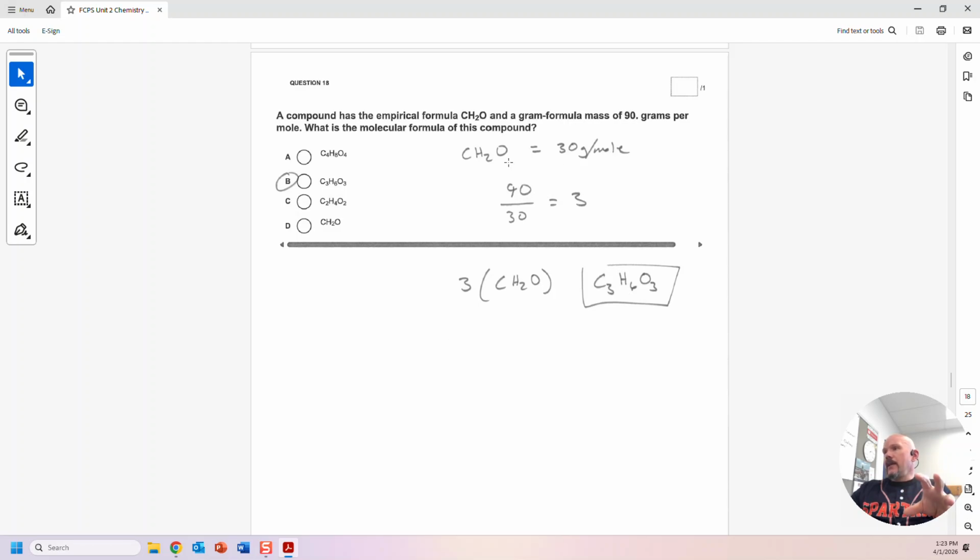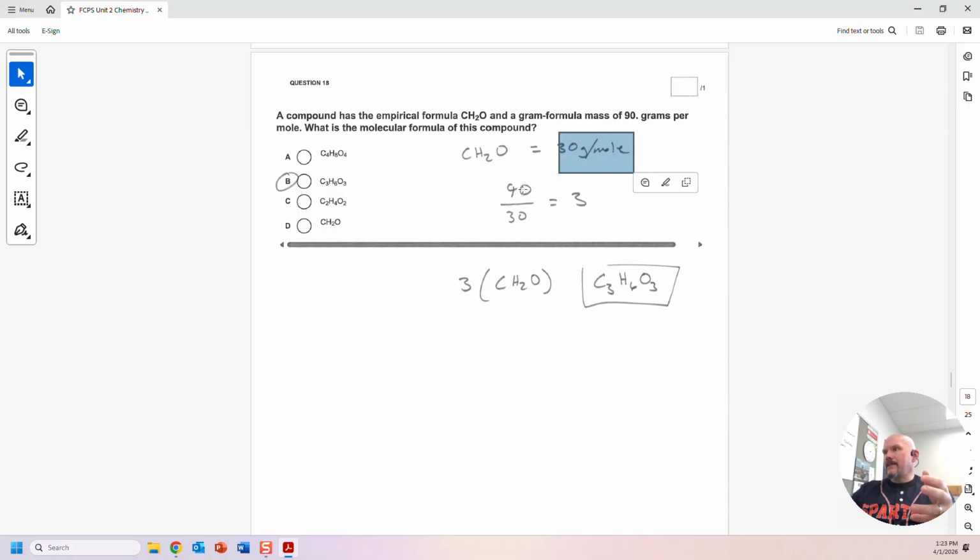Remember, the way to do it is find the molar mass of the empirical formula that they gave us. So I added 1 carbon, 2 hydrogens, and 1 oxygen. That adds up, and I just rounded, right? We can just round here, right? So 12 plus 2 plus 16. So we got around 30 grams per mole.